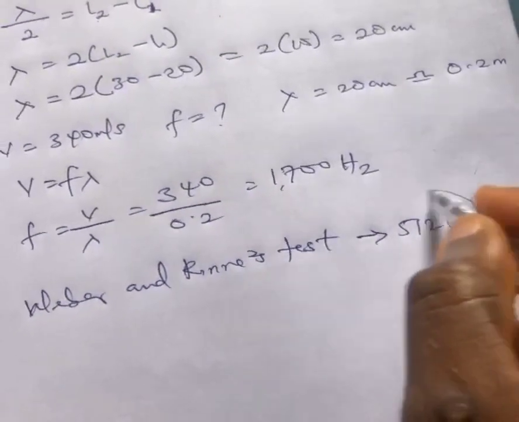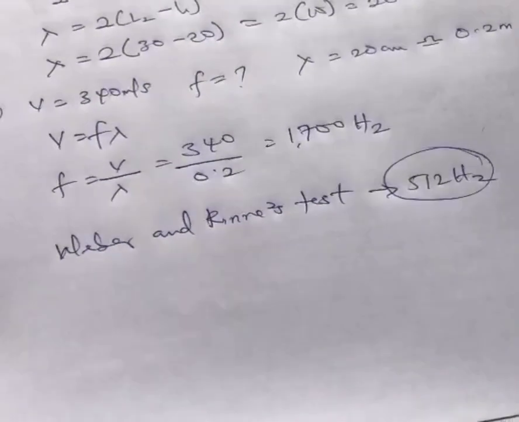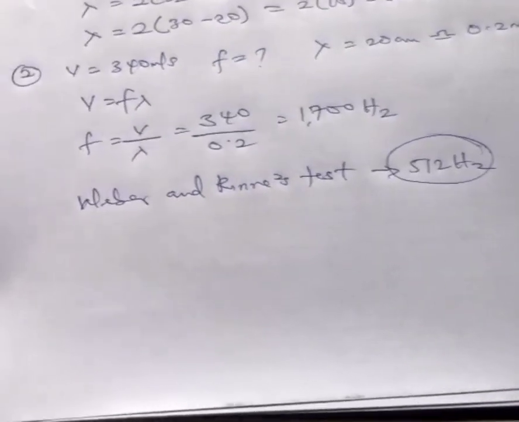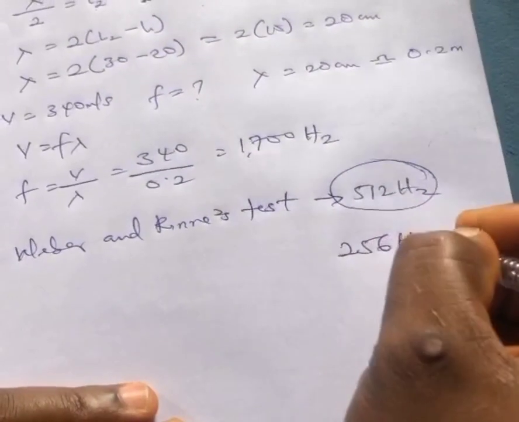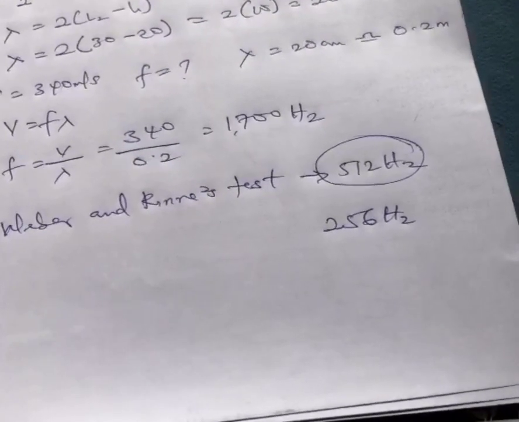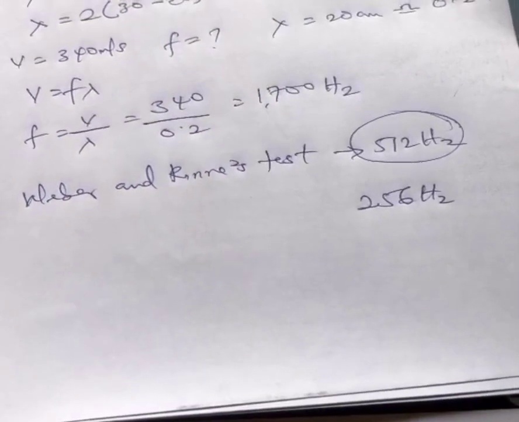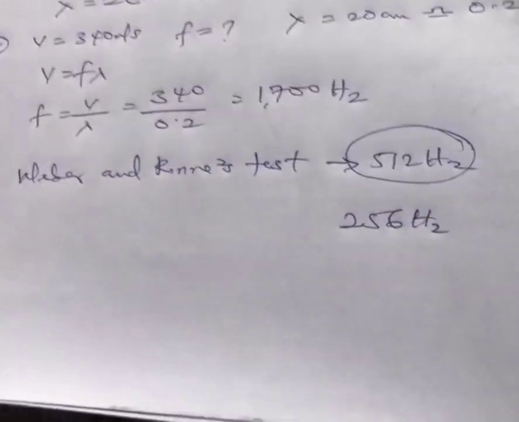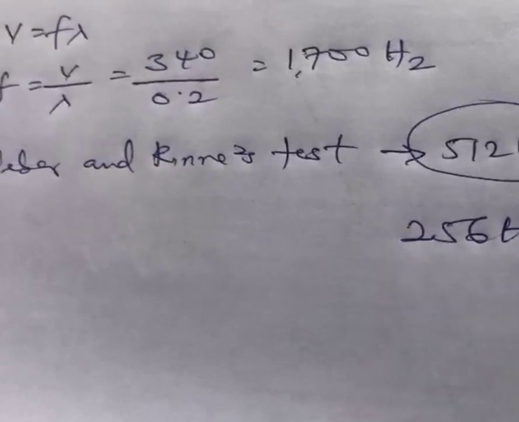So the common tuning fork used has a frequency of 512 hertz. But the common tuning fork we use in the lab, in the physics lab, is 256 hertz. That's the common tuning fork you will see almost everywhere. However, the one we use for Weber's test and Rinne's test is 512, to check conduction. Maybe someone has a neural defect related to hearing, you get?